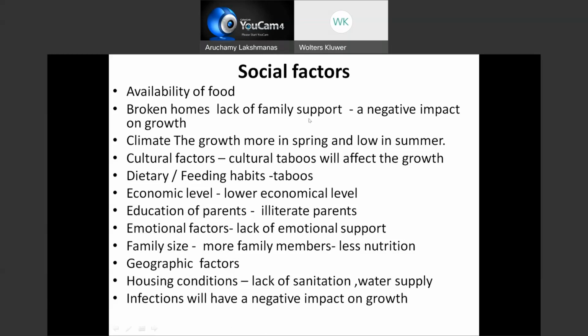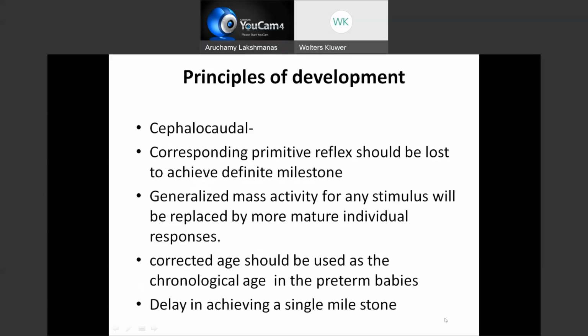Broken homes, lack of family support will have a negative impact. Climate: the growth is more in spring and low in summer. Cultural factors, the cultural taboos will affect the growth. Dietary and feeding habits also will affect. Suppose they have some taboos. Some persons will not take non-vegetarian food. Some people will avoid egg like that. So those things will affect the growth.